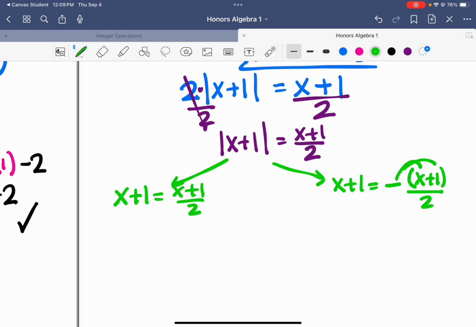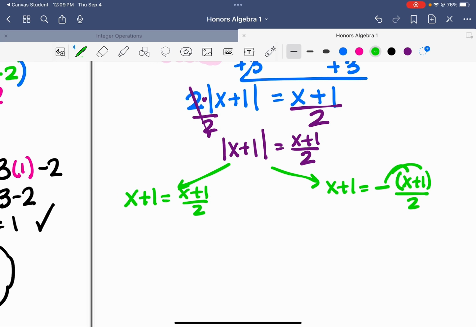All right. So then you would go through and solve this. I would solve this by multiplying both sides by 2, like that. So the 2's cancel out. I get 2x plus 2 equals x plus 1. From here, I get x equals negative 1. So one side is x equals negative 1.